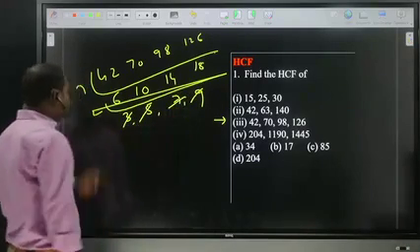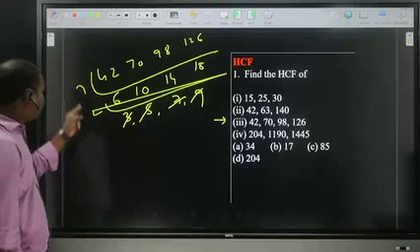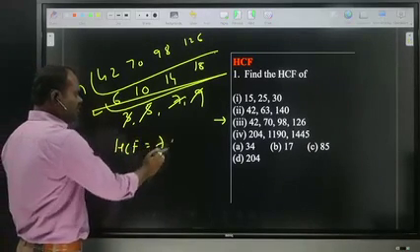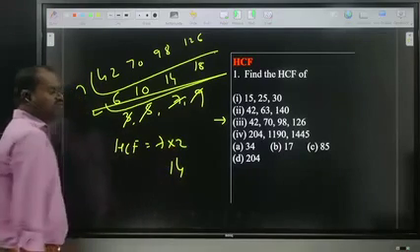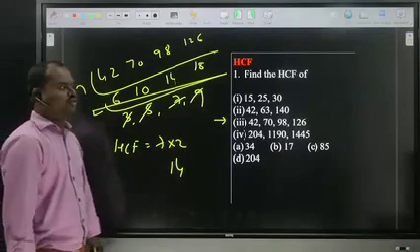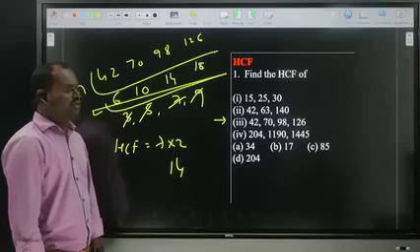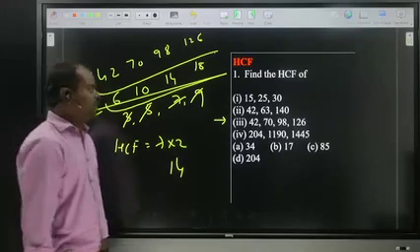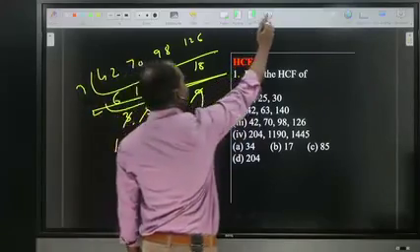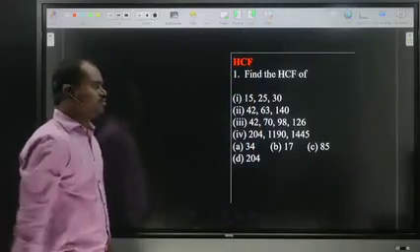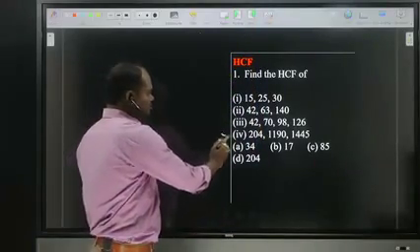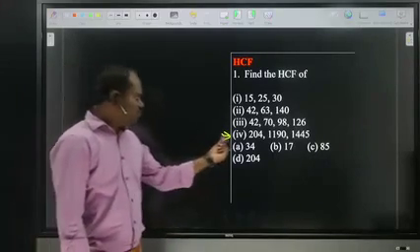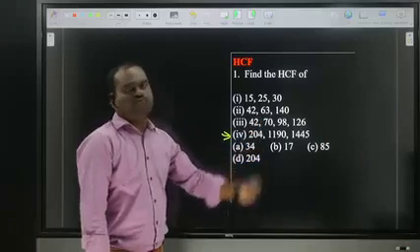So this side, ma, not 2. Your answer is 7 into 2. Your answer is not 2, ma, not 7. Your answer is 7 into 2. How much, ma? 14. 7 into 2, the answer is 14. Clear, ma? Okay? Right. Now we are moving to the fourth question. Okay? 204, 1190, 1445, ma.